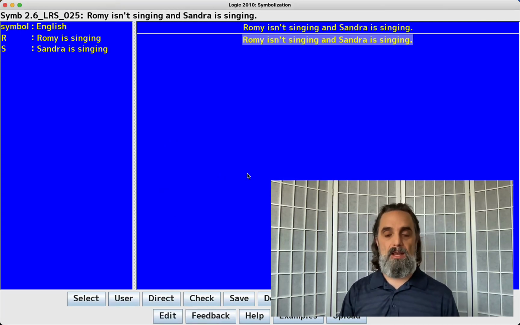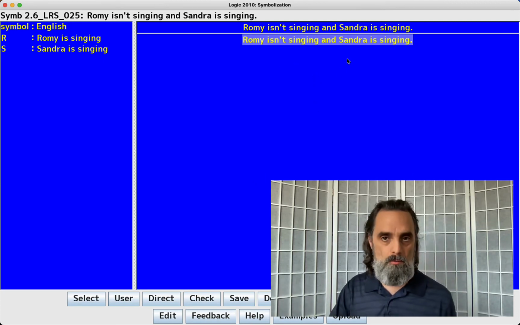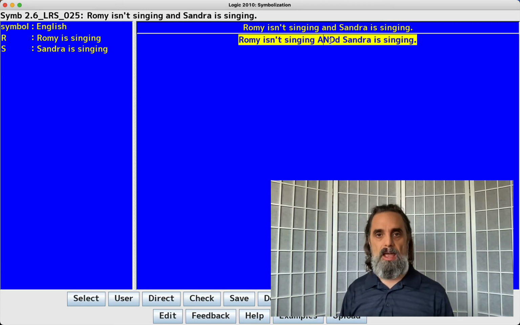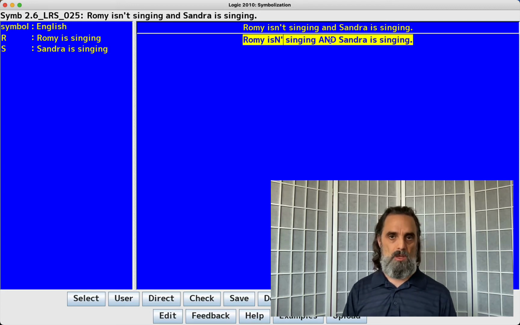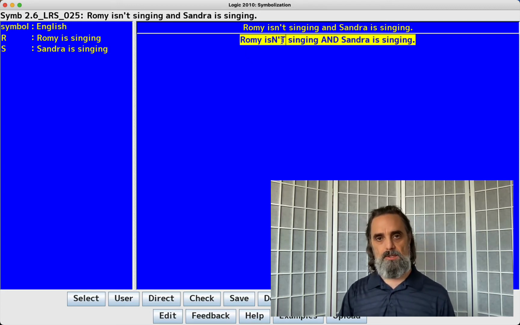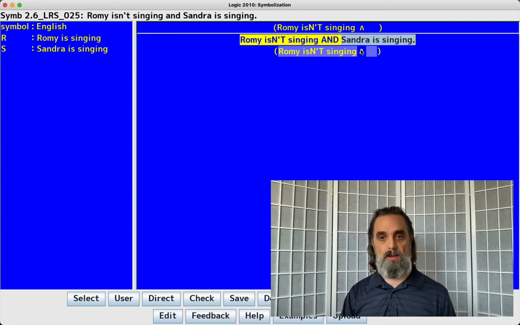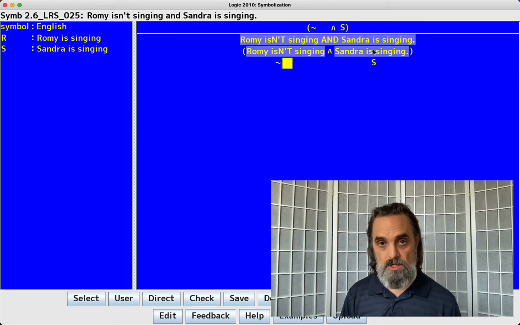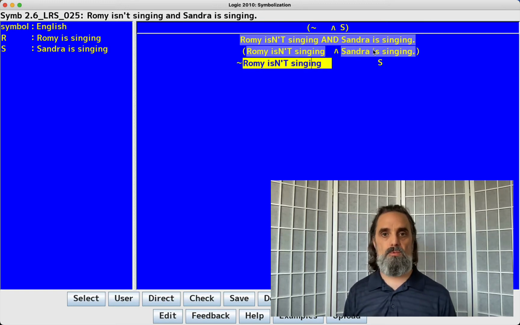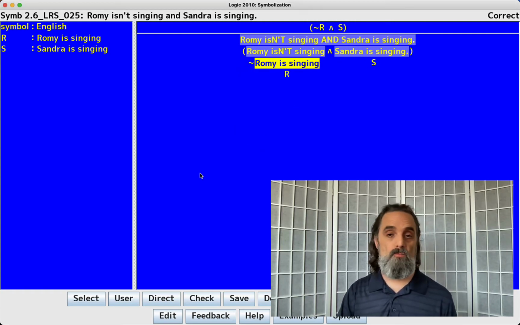Romy isn't singing and Sandra is singing. So now we have two logical operator words. We've got the "and" and the n't, the contraction. And we know that, well, the contraction is just going to attach to Romy is singing, making this a conjunction of Romy isn't singing with Sandra is singing. So that's atomic S. This is the negation of Romy is singing. Oops, let's get rid of that n't. And that's R. Okay, so that's pretty straightforward.